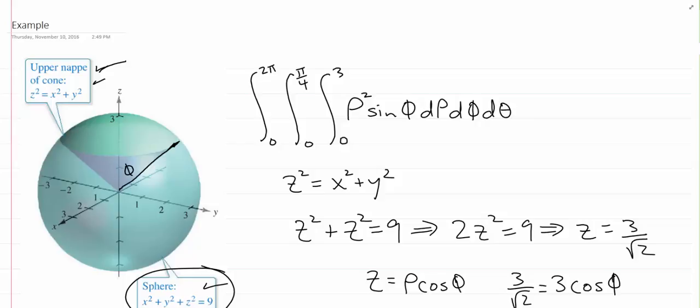Now, after we get that part done, it's just a matter of integrating this as usual. And we're integrating with respect to rho first. So what's going to happen is you're going to have 1/3 rho cubed. Rho goes from 0 to 3, and you would proceed that way. So at this point, everything's the same as we're used to.